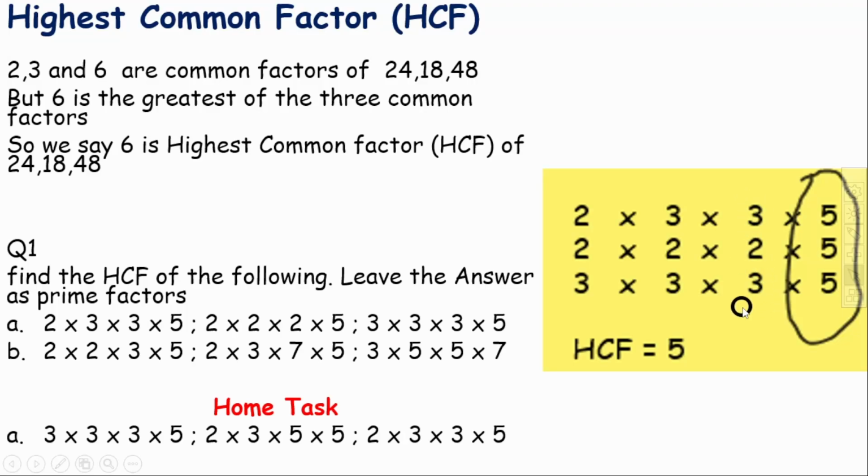We can't find 3 in the three of them. We can't because there's no 3 here, and the 2 is not here. So 5 is the highest common factor.